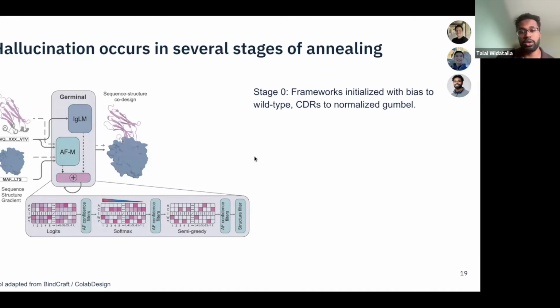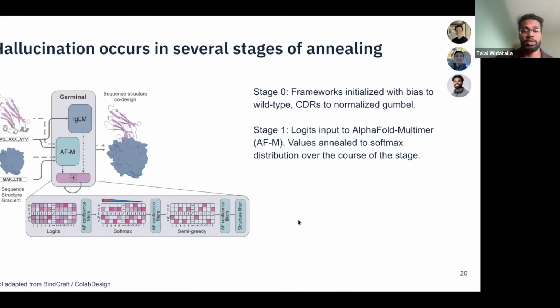In terms of stage zero, where we start, we initialize the framework to some known, very experimentally tested framework with a strong sequence bias. During design, it is possible to deviate from the framework, but we have a strong bias towards it directly applied to the logits, and we freely design the CDRs.